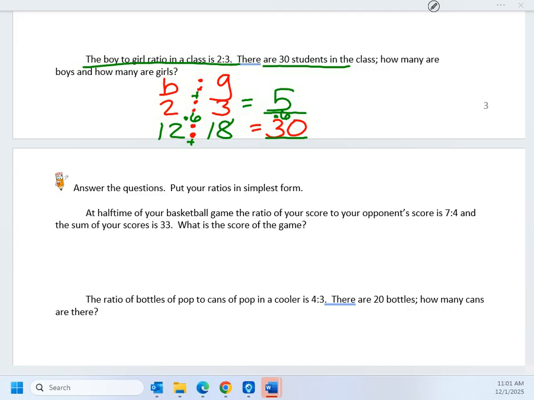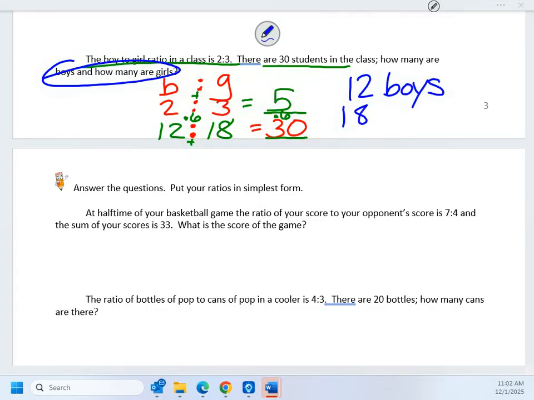Why not? No, we're not simplifying. They gave us the simplified ratio. Henry? You gotta look at the final question. You gotta answer how many are boys and how many are girls. Yeah. You have to spell it out. There are 12 boys and 18 girls.